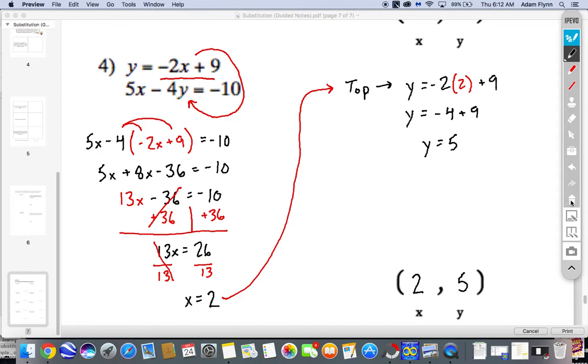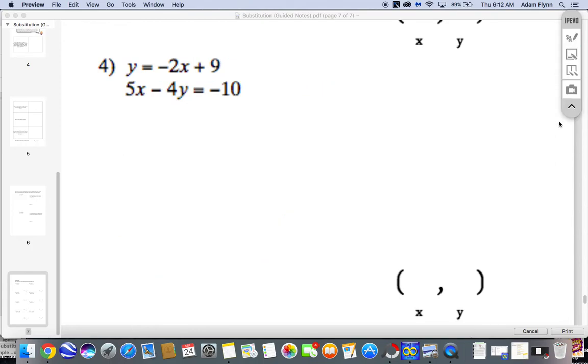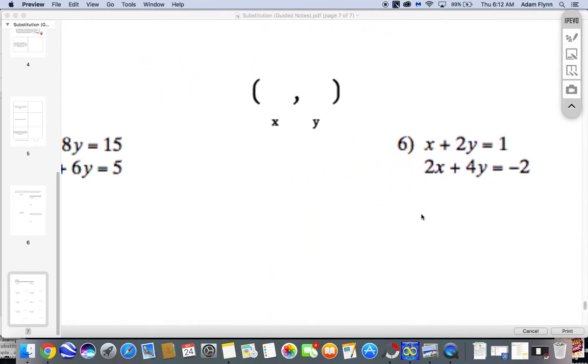Okay, we are halfway through our examples, still chugging along. We'll head down to number 5.